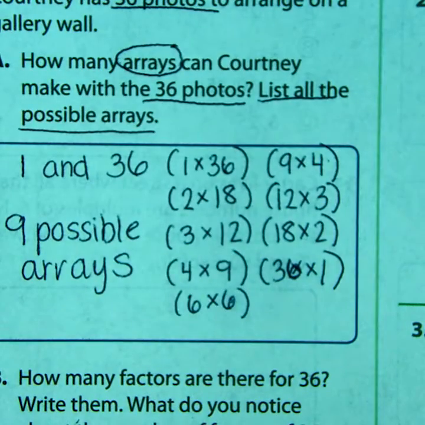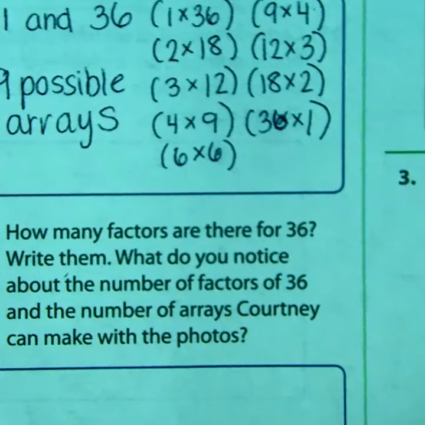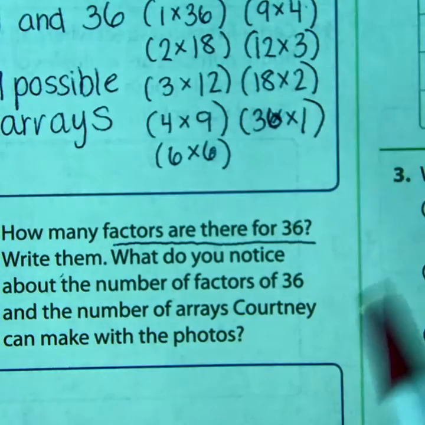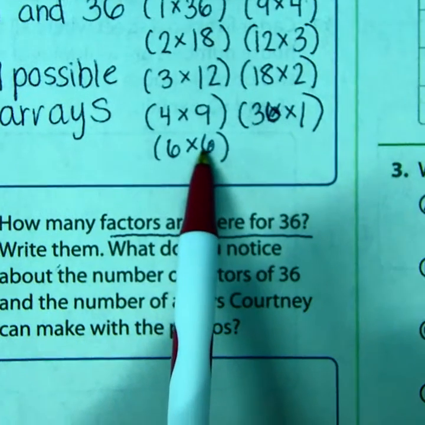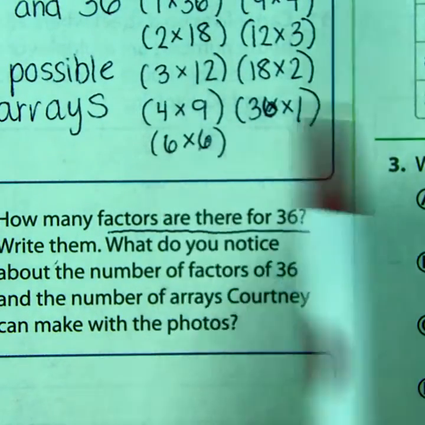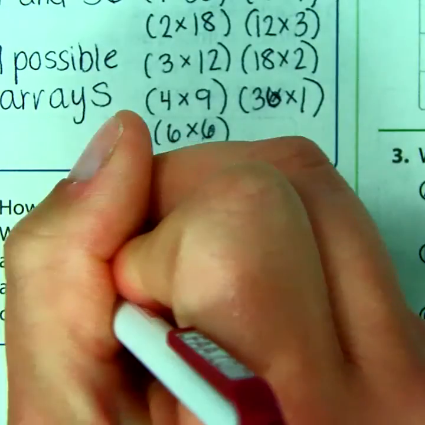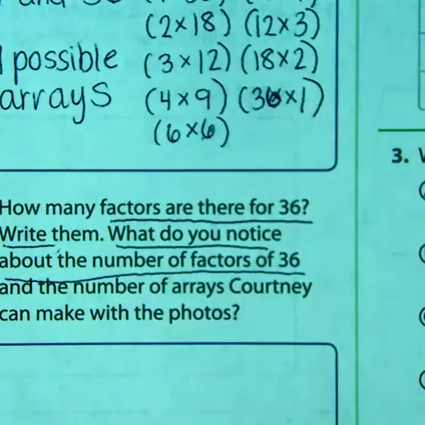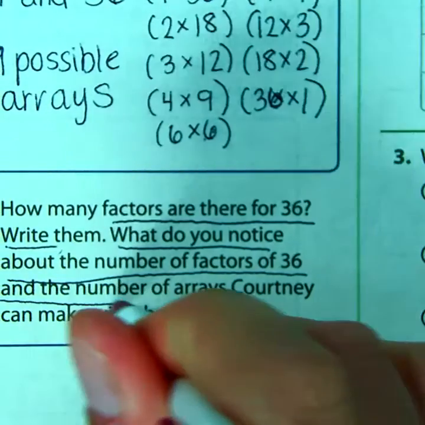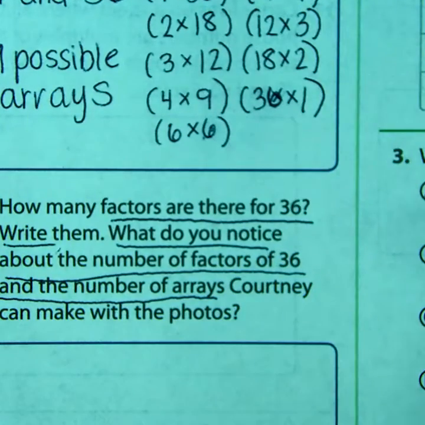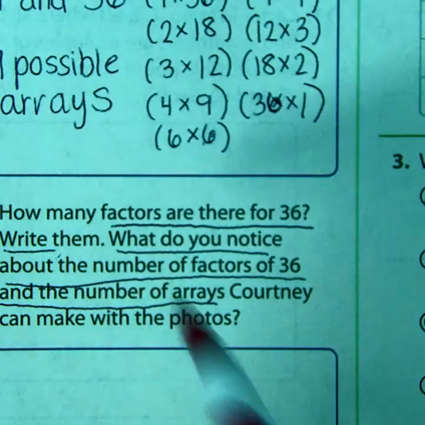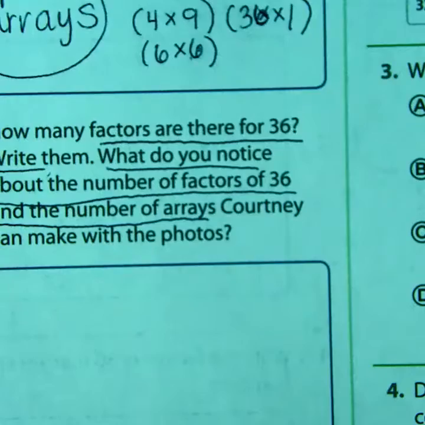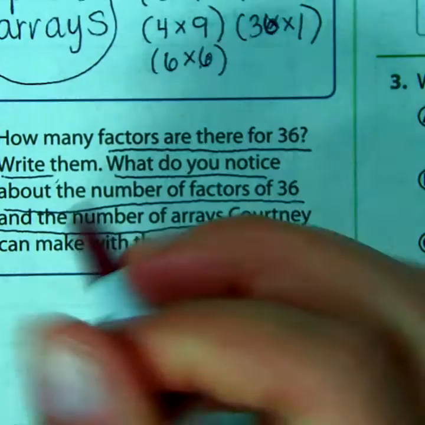Part B. How many factors are there for 36? Well, that's really what we just did in solving for the possible arrays. It is the same thought process. They want us to write them. And what do you notice about the number of factors of 36 and the number of arrays that Courtney can make with those photos? Well, we already solved that there are 9 possible arrays. So let's see what happens when we list the factors for 36.